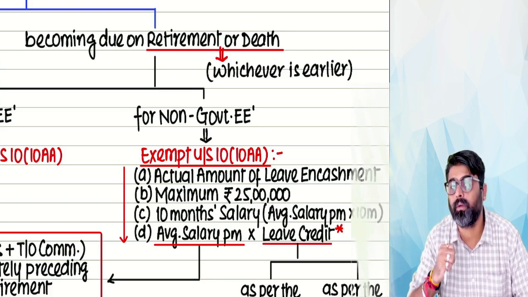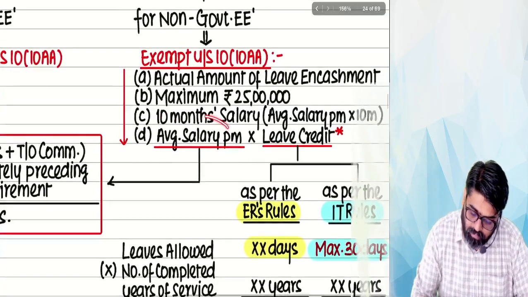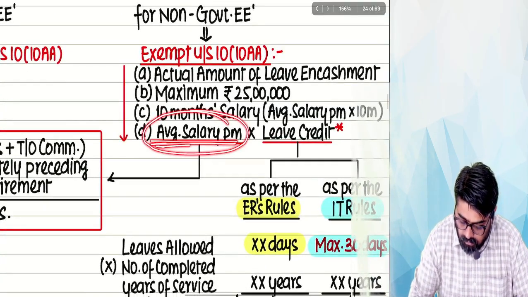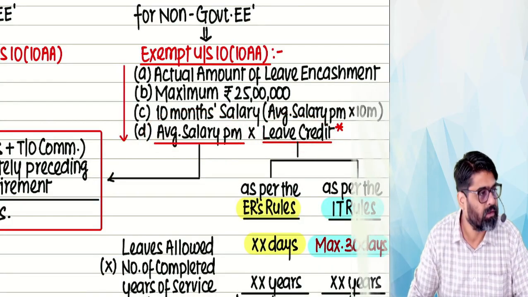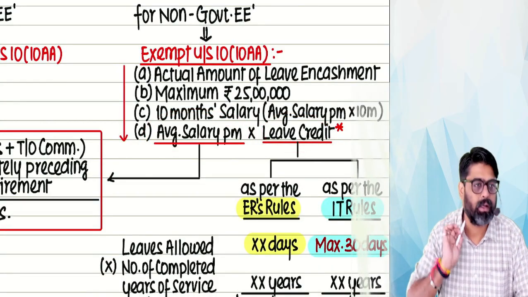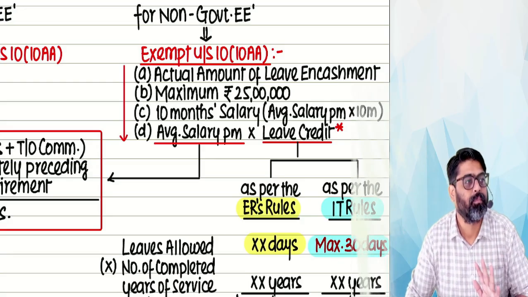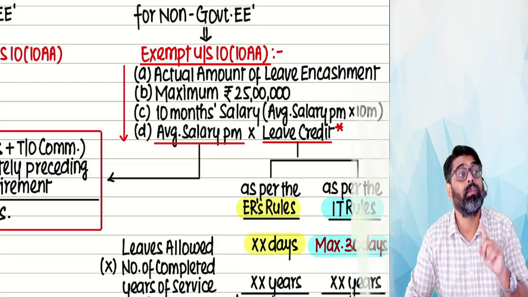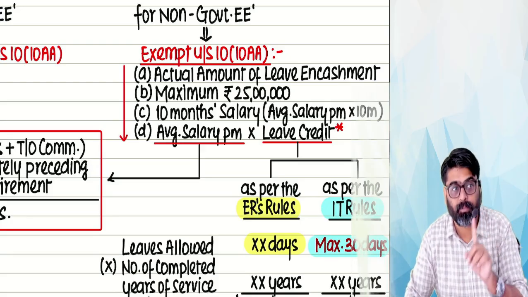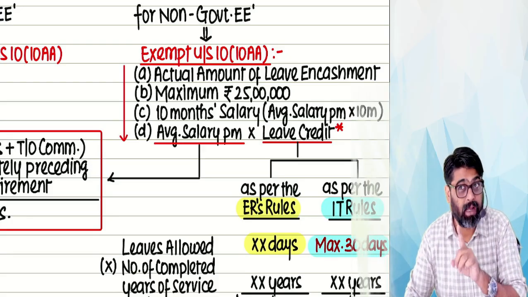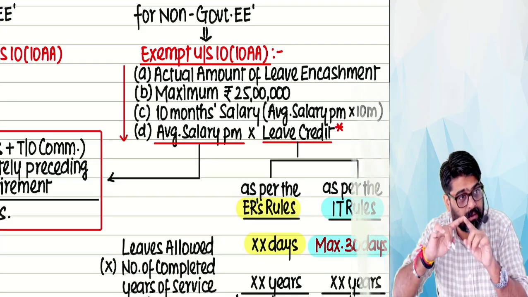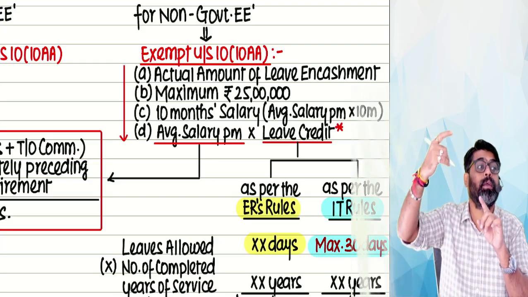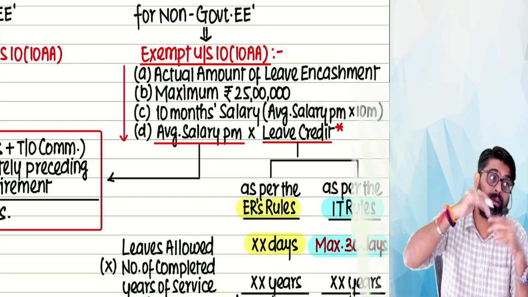So you will get leave credit in months. Why do you calculate leave credit in months? Because, sir, average salary is also in months. You will have to convert the leave credit also into months. Yes or no? Now, that leave credit you are calculating is as per employer's rules. As per employer's rules, if the leave credit is calculated, then the days should be 30 days or less. Then you can take that.